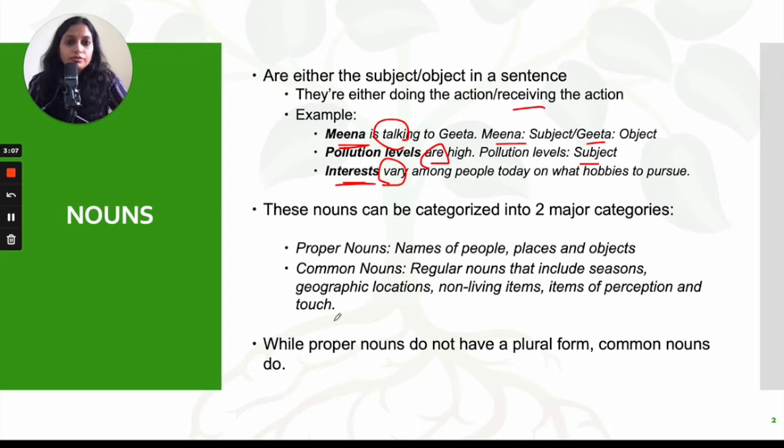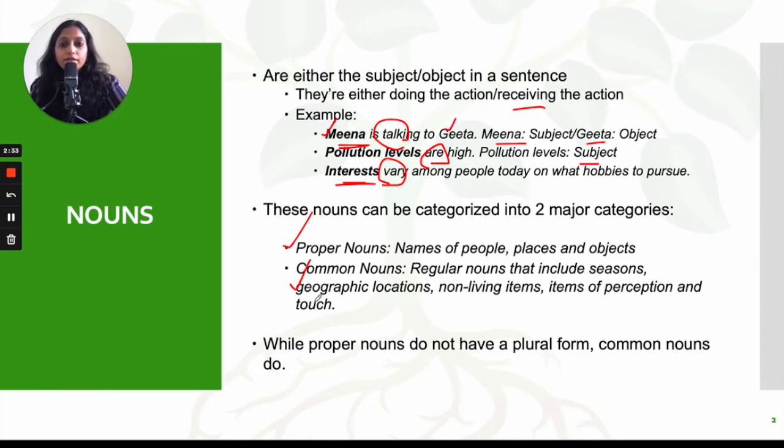Now, for the sake of this discussion, I'm going to categorize nouns into two major categories, proper nouns and common nouns. Okay, now I'm calling them common nouns, but they're further classified into locations, items of perception, items of touch. All of these are also categorized as common nouns for the sake of this video. Now, what are proper nouns? Names of people, places and objects. For example, Meena is a proper noun. Geeta is a proper noun.